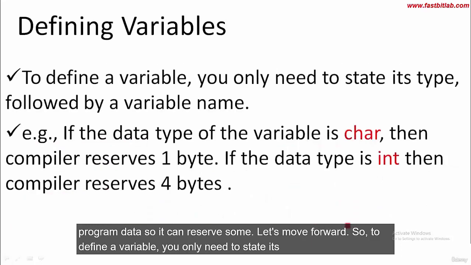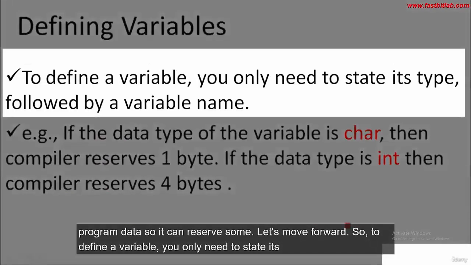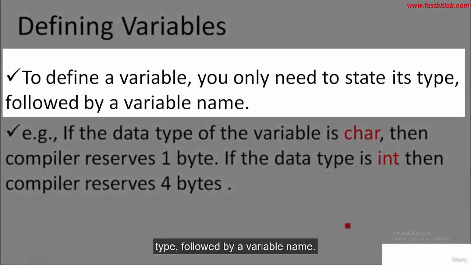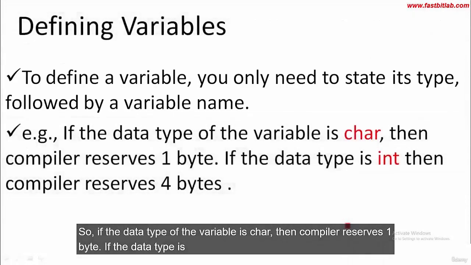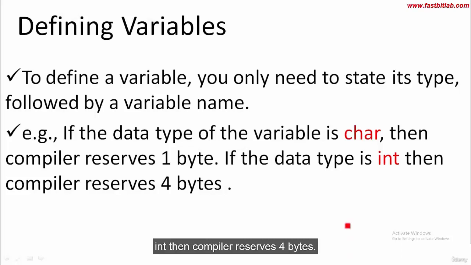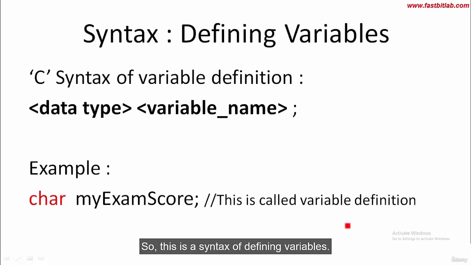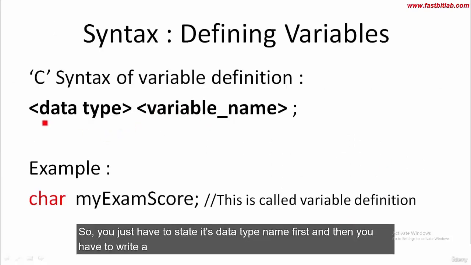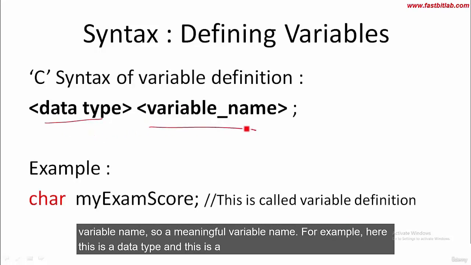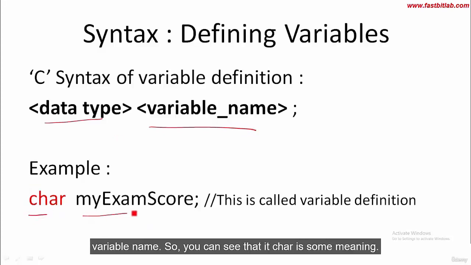Let's move forward. To define a variable, you only need to state its type followed by a variable name. If the data type of the variable is char, then the compiler reserves 1 byte. If the data type is int, then the compiler reserves 4 bytes. This is the syntax of defining variables. You just have to state its data type name first, and then write a variable name, a meaningful variable name. For example, here this is a data type and this is a variable name. You can see that it carries some meaning, right?